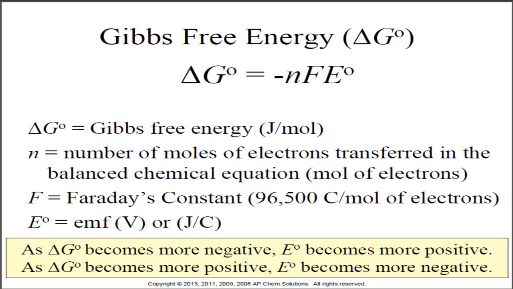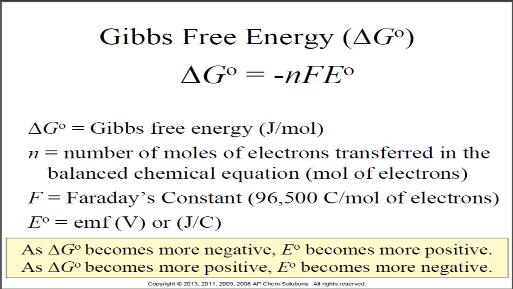So let's talk about how this relates to our Gibbs free energy. Remember that Gibbs free energy has to have the units of joules per mole, and the EMF, or the cell potential, is in volts, which is joules per coulomb. So we've got all of our constants here. You can look at those. Remember that you can determine if it's spontaneous or not by looking at the EMF values.